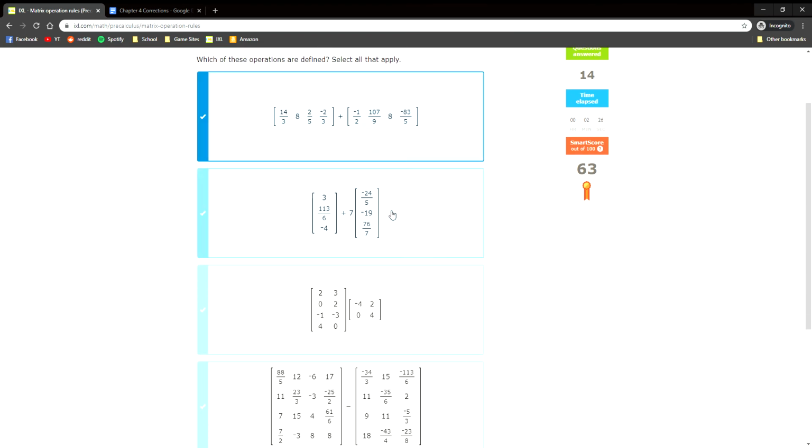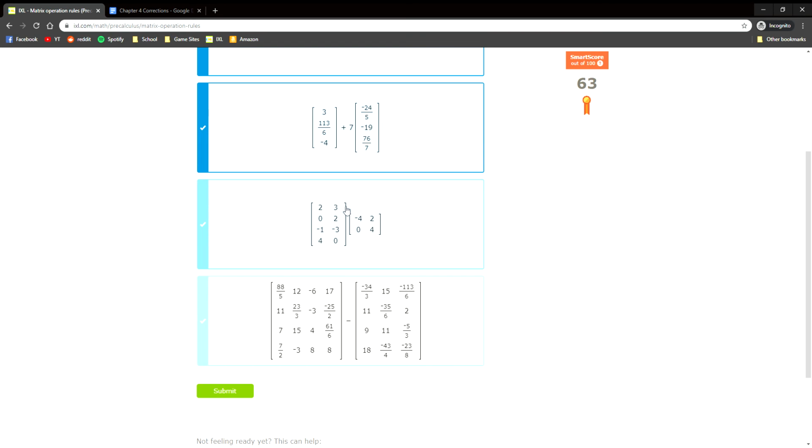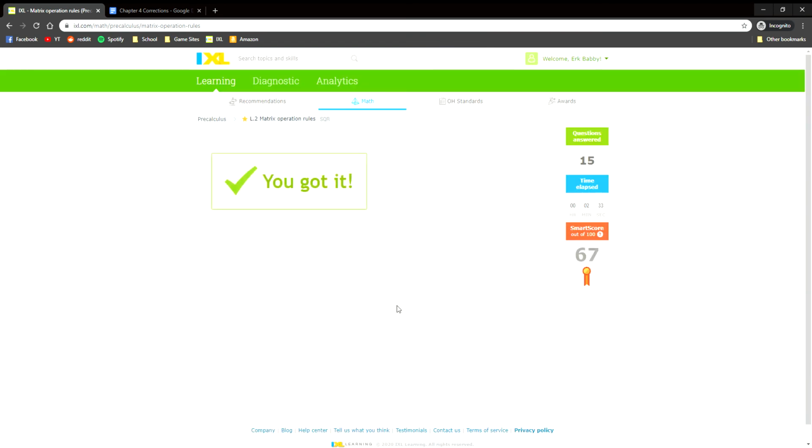This one's defined. This one's defined. 2, 2, this one's defined. And this one is not defined. There we go. Getting back up there. Is this product defined? Yes. Okay, I'm at 71 again. What are the dimensions? It's going to be 3 by 1.